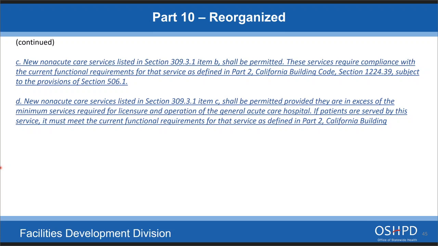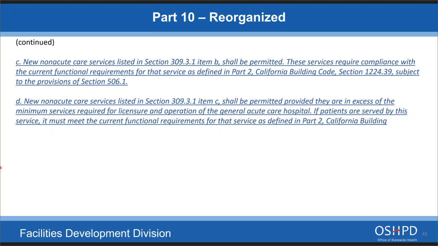The items in item B that we discussed, the morgue and all that, these services require compliance with the current functional requirements for that service as defined. So what this says is if you have the same use and it's the same functional, we're looking at the functional requirements for that. So you just need to make sure that all the functional elements are there. So that allows these older facilities or older buildings to be used for these purposes without upgrading them all.